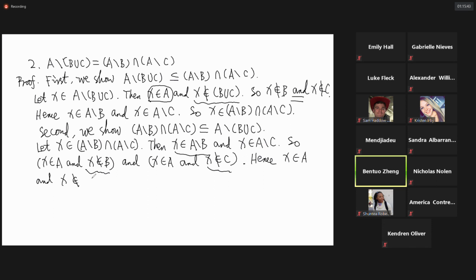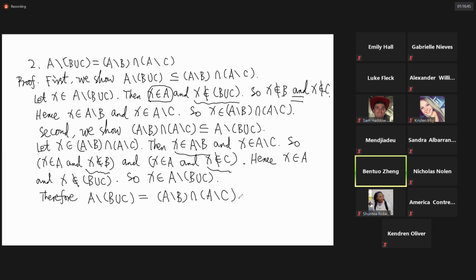X is not in B union C. Okay, because X is not in B and X is not in C means X is not in B union C. So you can claim X is in A, X is not in B union C means X is in A minus (B union C). So this shows that (A minus B) intersect (A minus C) is a subset of A minus (B union C). Okay, we finished the proof of these two steps. Therefore, A minus (B union C) is equal to (A minus B) intersect (A minus C). Okay, so this finishes the proof.